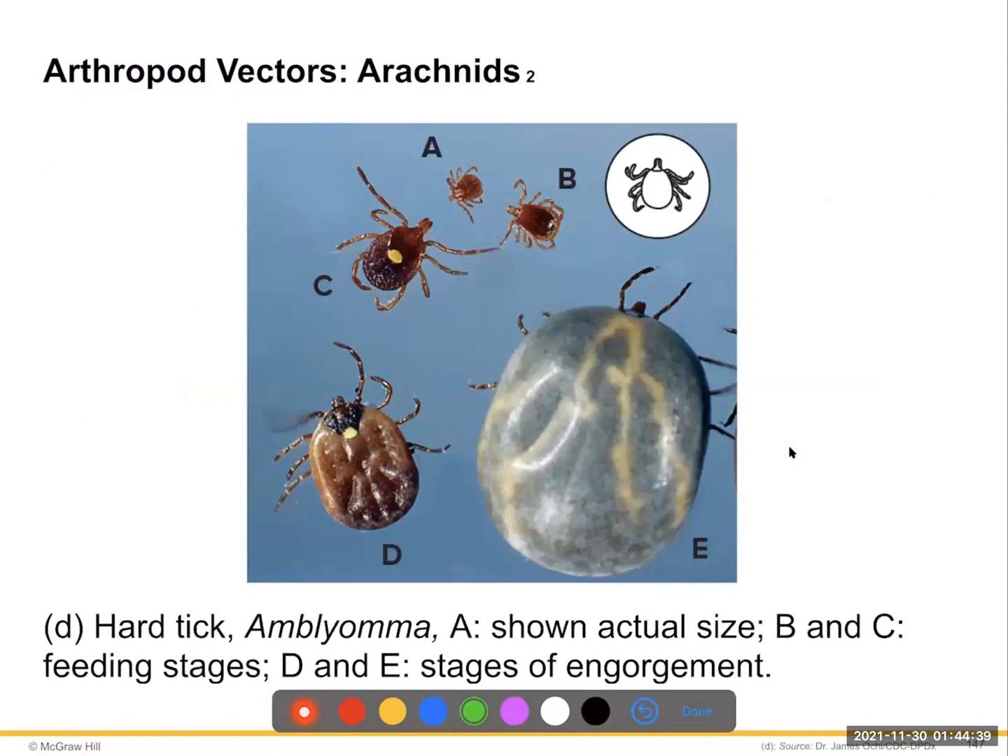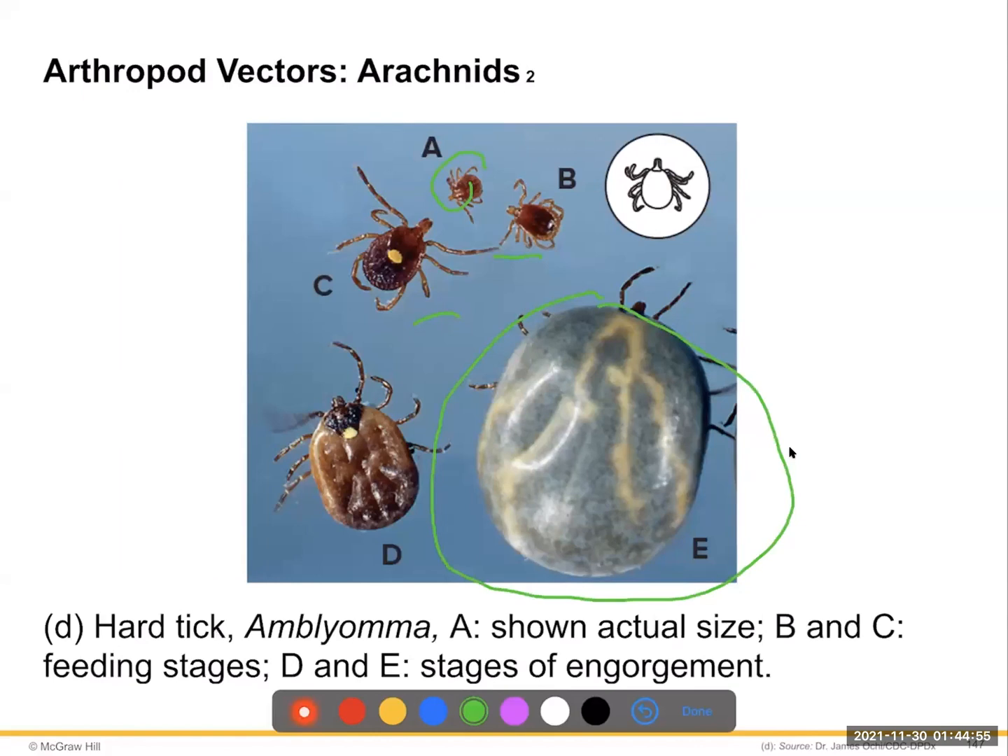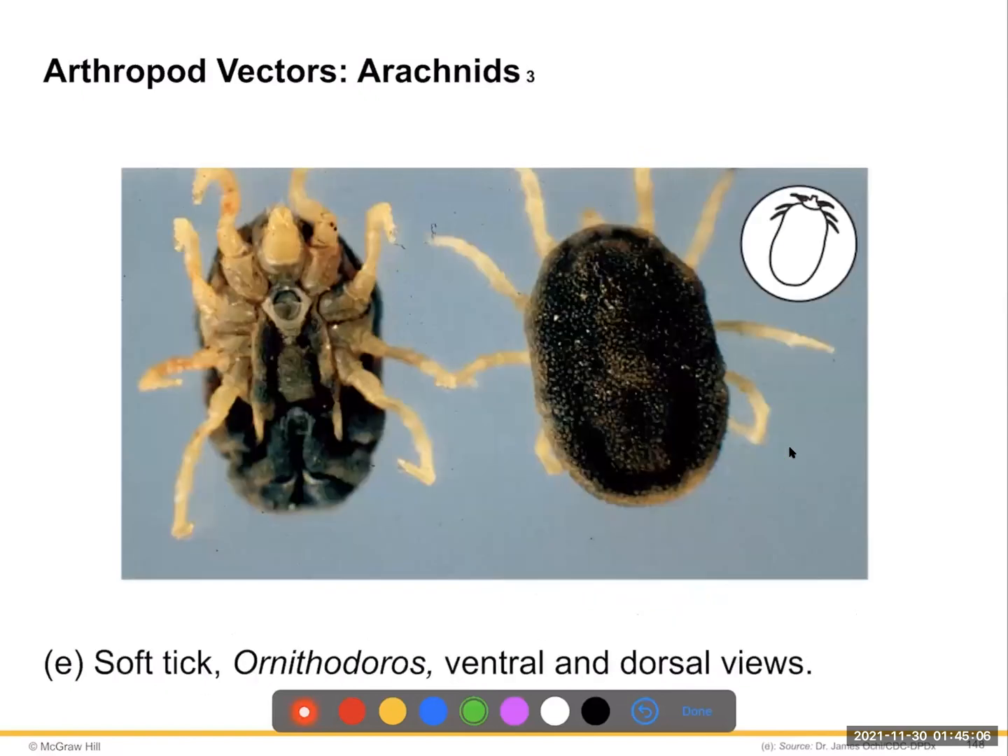And these are your arachnids. These are the ticks, and you can see the size of the tick. As it feeds, it gets bigger and bigger, and you can see how engorged this tick is after it's fed. Bed bugs. Those are bed bugs, right? Yeah, they're a type of bed bug. And they can really fill up. And this is the dorsal view to ventral view of the soft tick.